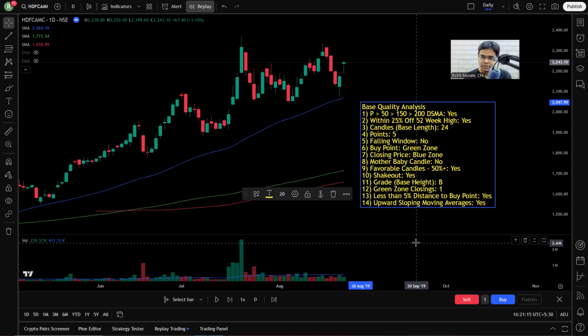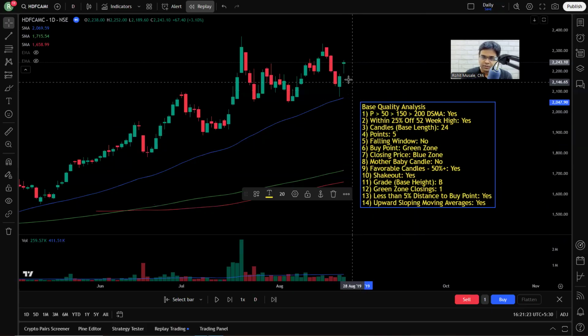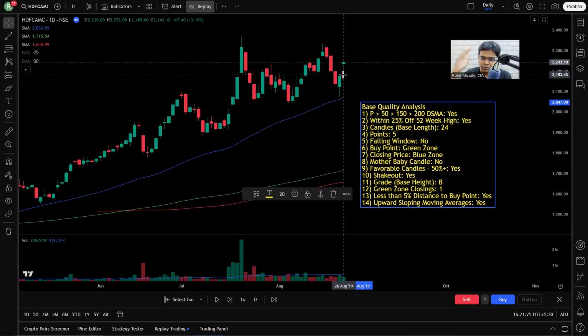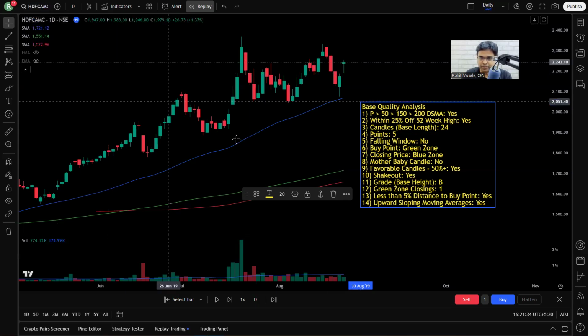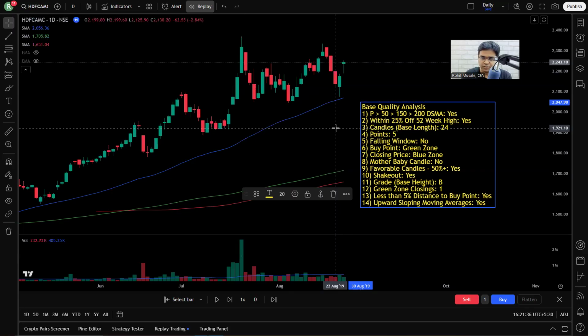I love studying charts. So have a look at this. As per the regulations in India, we are supposed to discuss old charts. So this is 2019. Let's go back to 2019. This is before Corona. Have a look at this base. This is HDFC Asset Management Company. Let us do an analysis of this base.